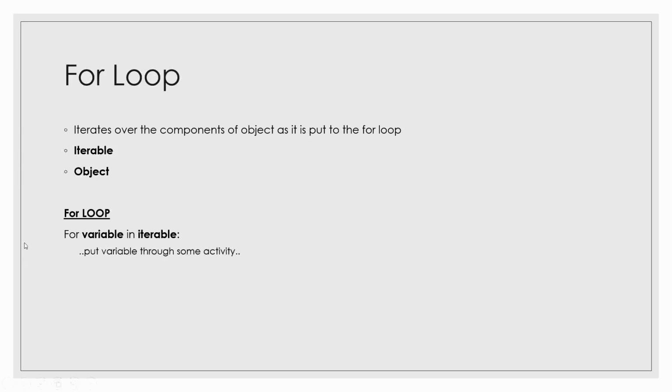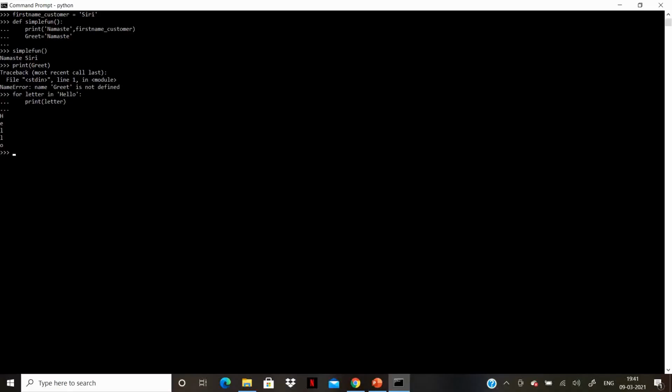This is just a general format of how a for loop can be created in Python. For variable in iterable, and in the next line you put the variable through some activity. The punctuation or any symbols used, for example the colon at the end of the first line, for variable in iterable, has to be there. Basically what happens is that when this loop is executed, each component from iterable gets allocated to the variable.